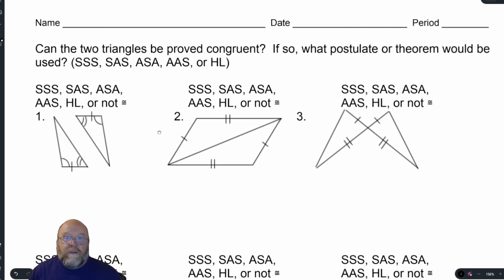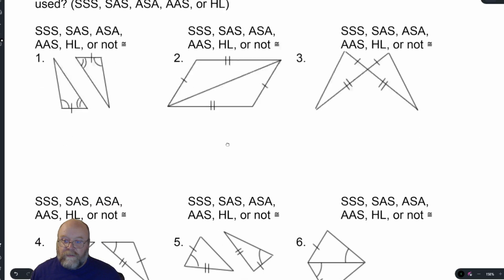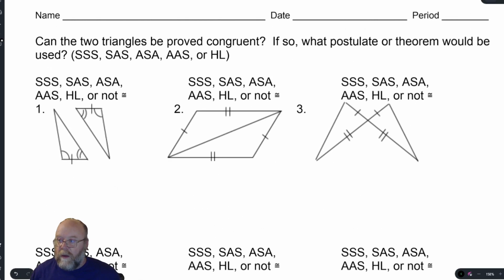Okay, can the two triangles be proved congruent? We're going to be looking at these triangles as examples and determining if they're congruent or not. All right. So I have an angle, side, angle. Angle, side, angle. Easy, right?